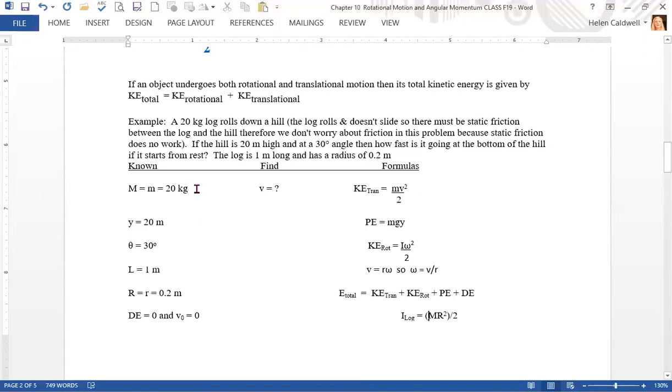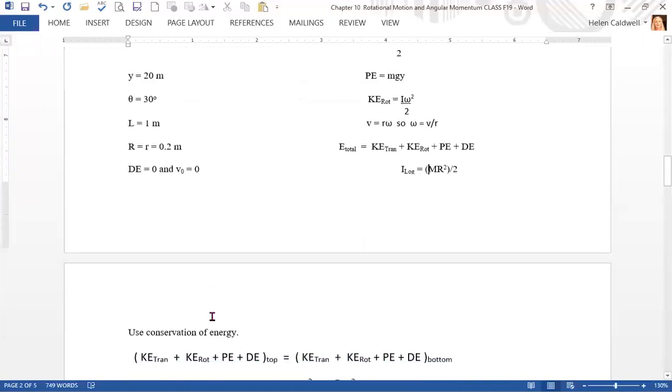We know the mass of the log, how high above the ground we're going to start, so how high is our hill, the length of the log, the radius of the log, and we're going to assume we start out at 0 velocity and 0 dissipated energy.